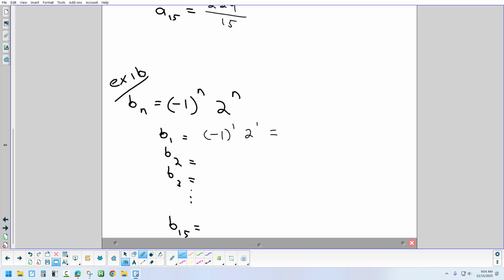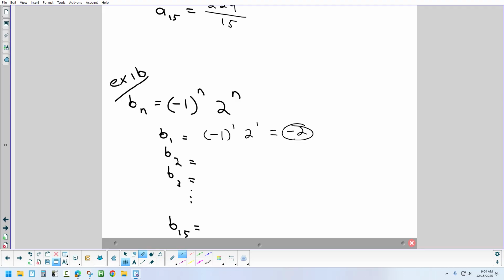Lucas, what's -1 to the first power? -1. And what's 2 to the first power? 2. What's -1 times 2? -2. I didn't say anything about the terms themselves being negative. That's fine. -2 is the first term. That's perfectly fine.